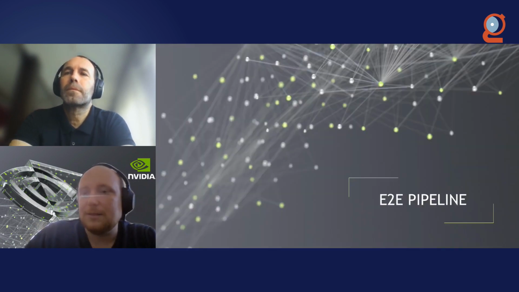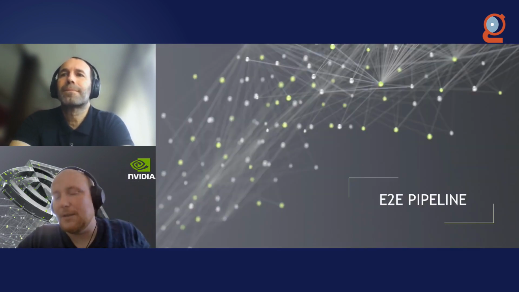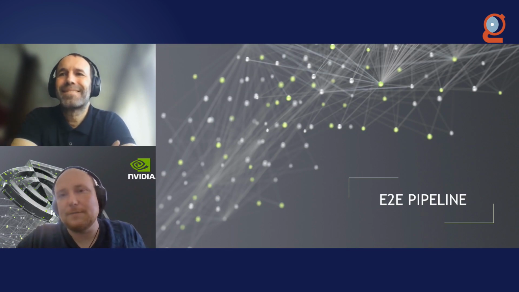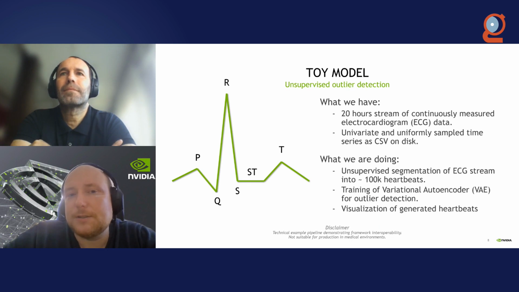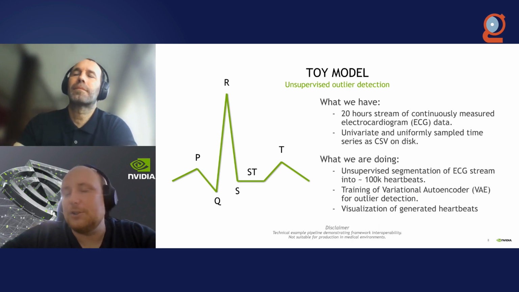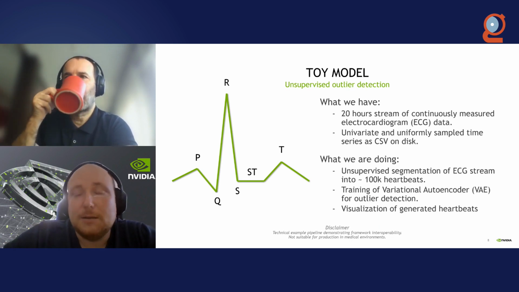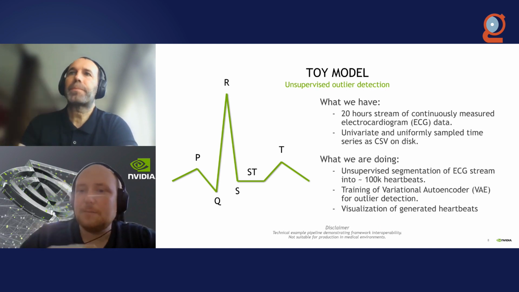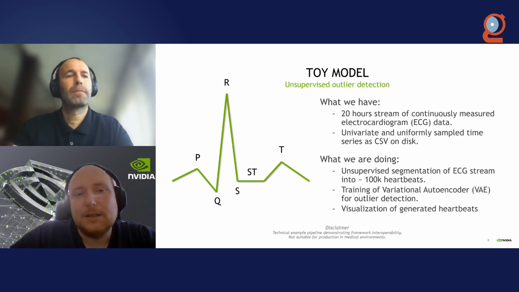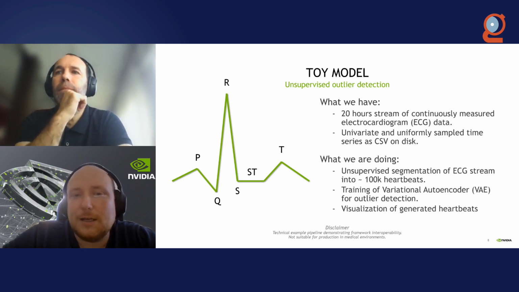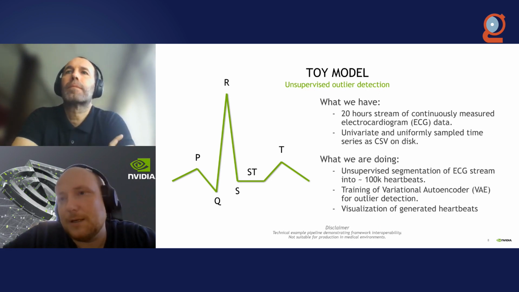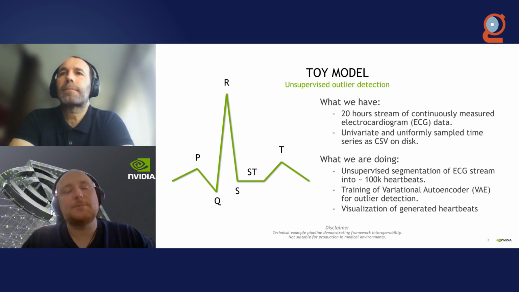But let's start. Let me convince you that you actually need several frameworks and that it's not enough to just have one. This will be a healthcare related task, and we will have 20 hours of continuously streamed ECGs, so basically heartbeats. But we have no segmentation, so it's just heartbeats measured 20 hours in a row. It's univariate, that means scalar, so not vector valued, and uniformly sampled over time, so we have a fixed length of time steps all the time.